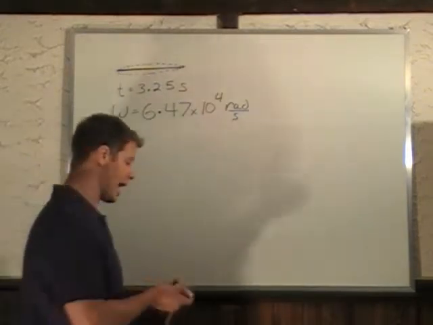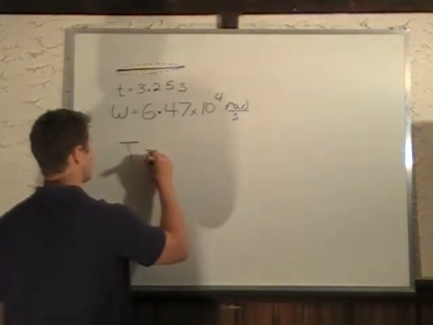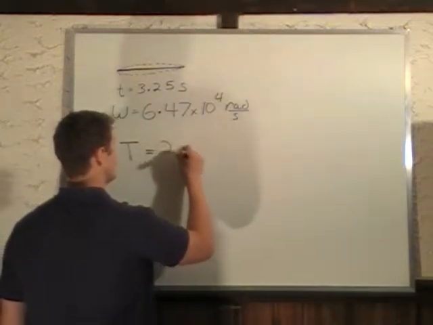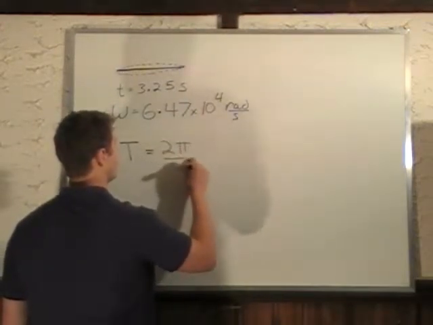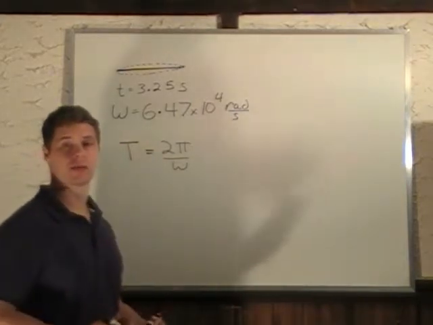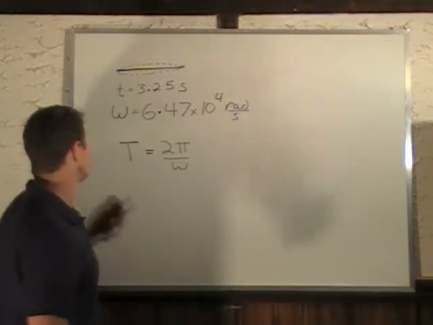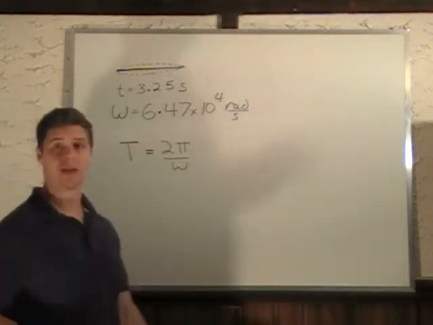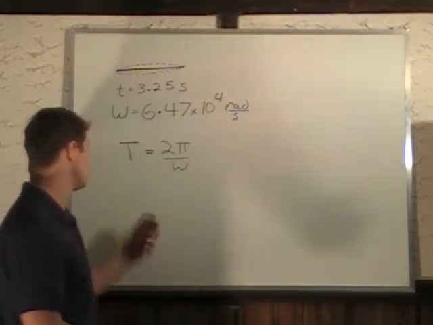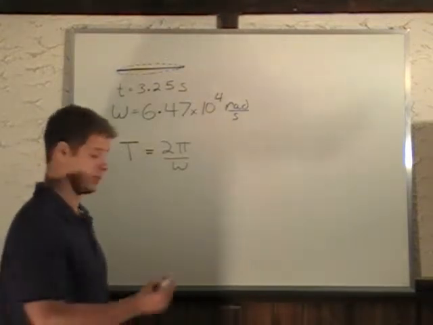Now, we know that the period T is related to the angular frequency omega by T equals 2 pi over omega. That will give us our period, so the amount of time it takes to go through one oscillation. Once we know how long it takes to go through one oscillation, we already know the total time, so we just have to divide the total time by the time per oscillation, which will be the period, and that will give us our number of oscillations.